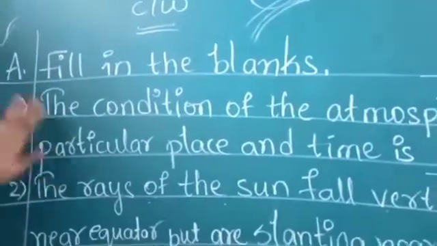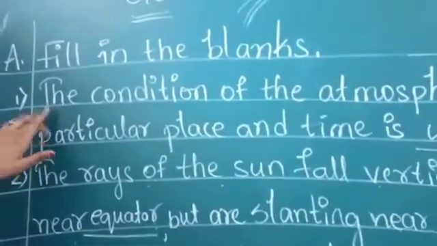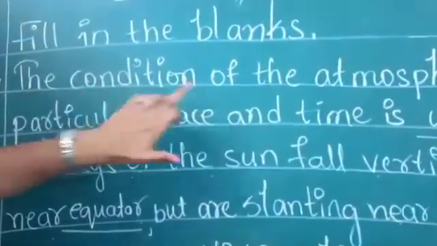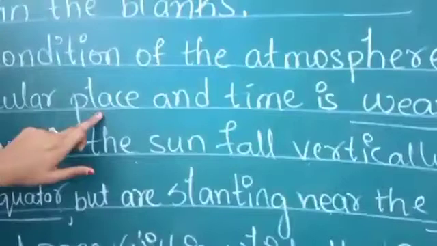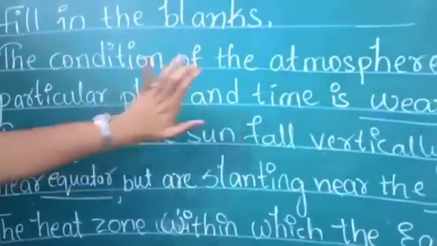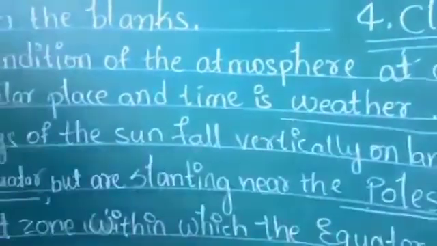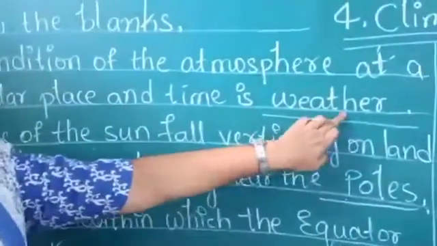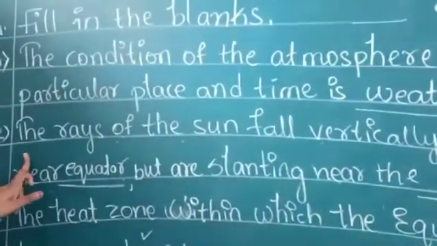Okay, now the B part, fill in the blanks. Write the lesson name, that is climate. Keep the date. Now see the condition at a particular place. They are saying at a particular place, beta. Particular place and particular time they are telling. So what do we call it? We call it as weather. W-E-A-T-H-E-R, weather.